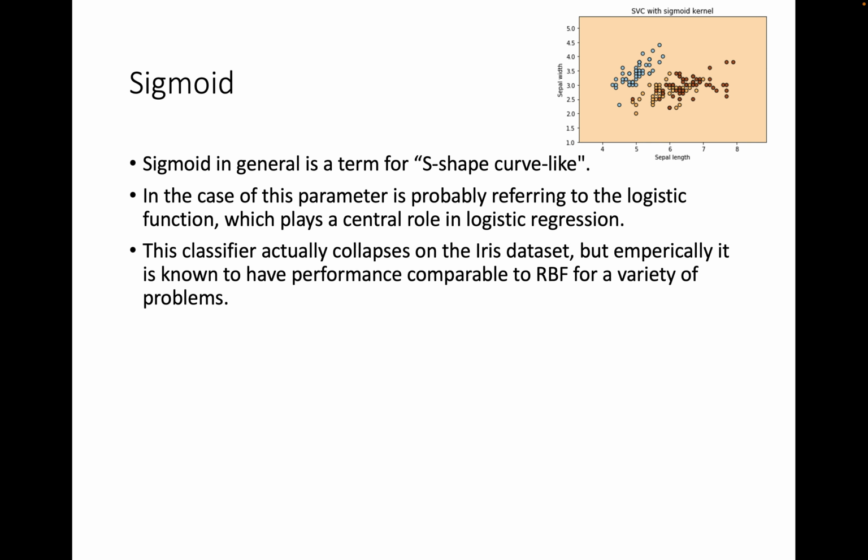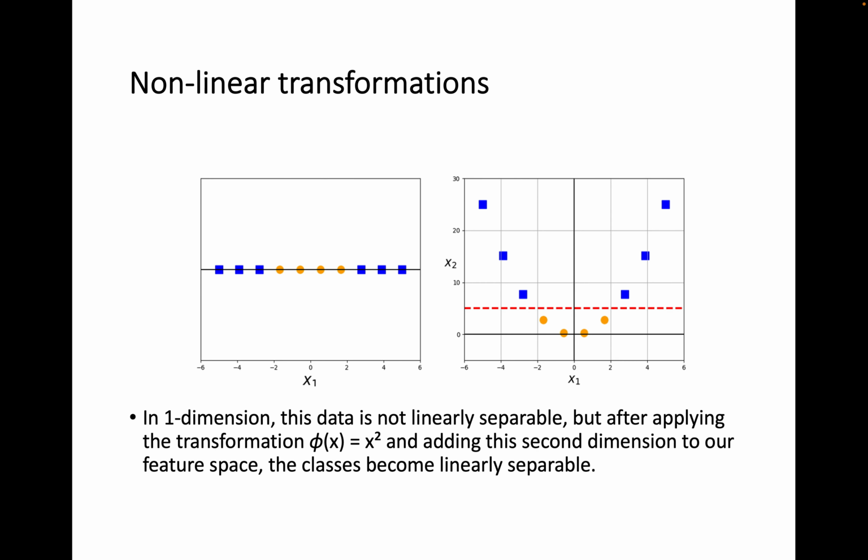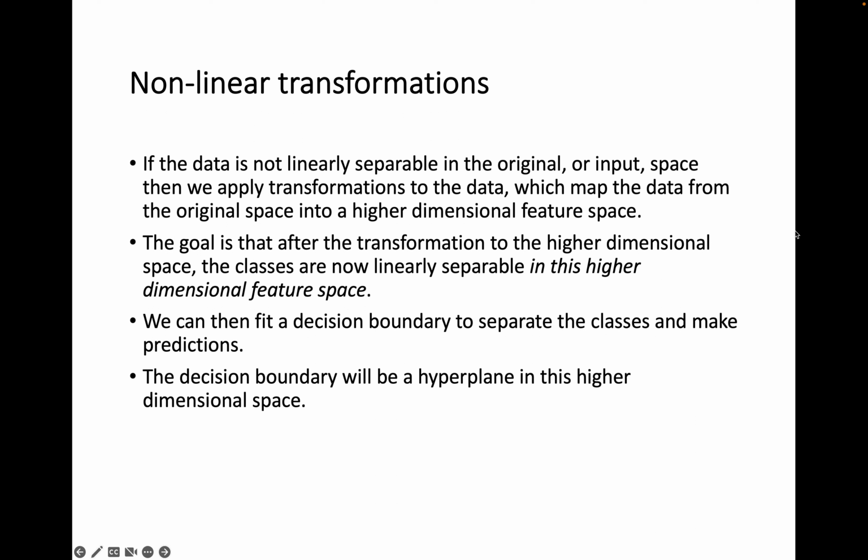So as we saw, if it is non-linear, what do we do? We introduce a higher dimension, z equals x squared plus y squared. The goal is that after the transformation to the higher dimensional space, the classes are now linearly separable in the higher dimensional feature space. We can then fit a decision boundary to separate these classes and make the prediction.